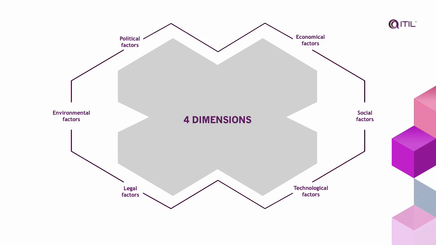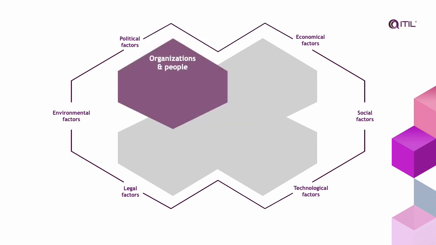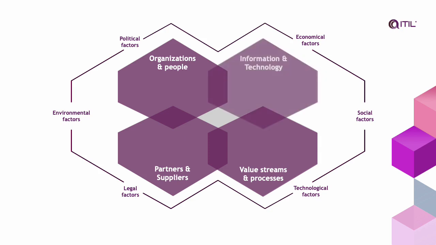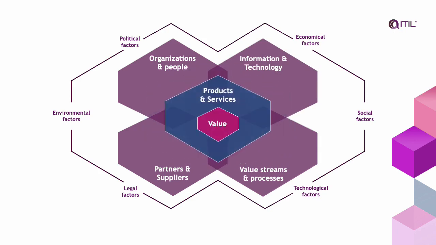ITIL 4 provides a model to describe the organization's resources, the 4 dimensions of service management. These dimensions are organizations and people, value streams and processes, partners and suppliers, and information and technology. These do not exist in isolation, they overlap and interact with each other.